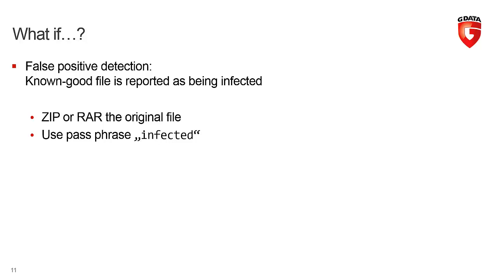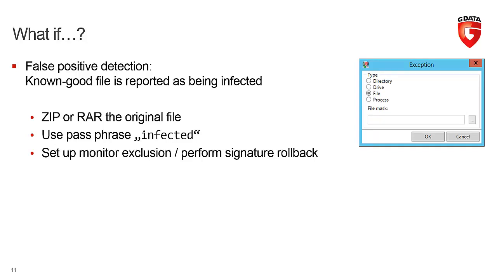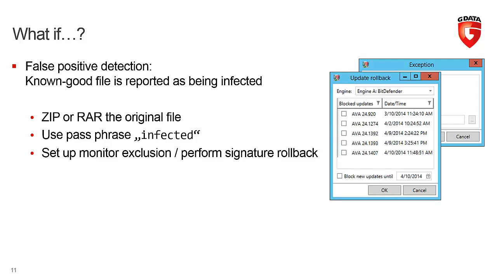If the file is critical to your everyday operation and you must prevent it from being deleted or otherwise being damaged, you can either set up a monitor exclusion or perform a signature rollback where you push out an older version of the virus signatures which did not have the problematic detection.